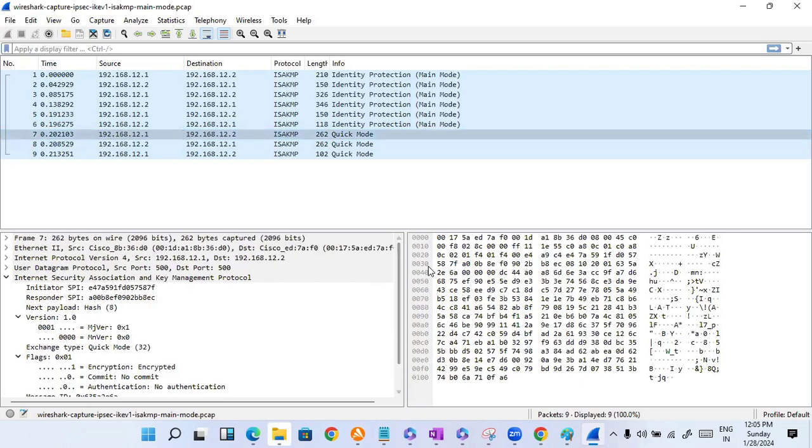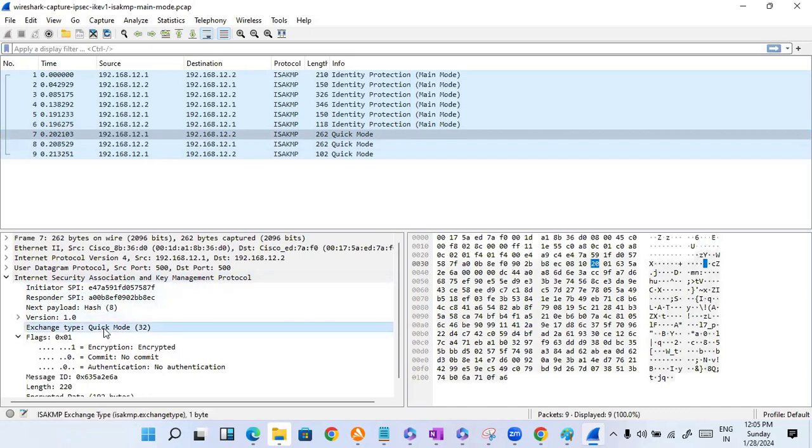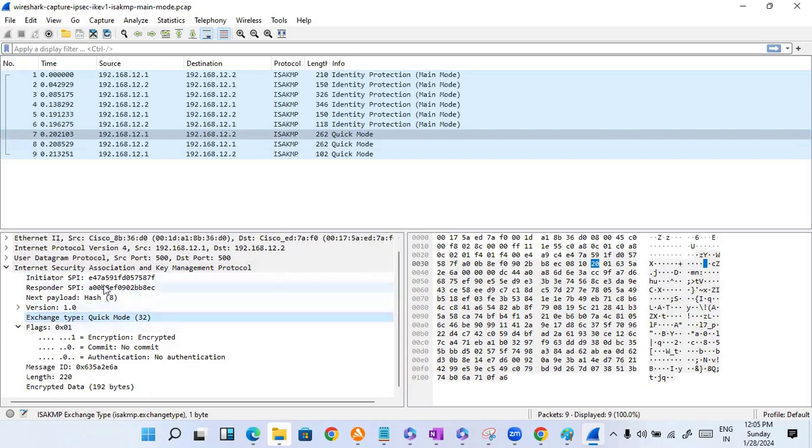And in this term, this is the quick mode you can see. In the quick mode, what will be everything.